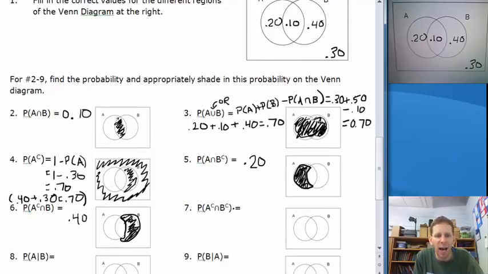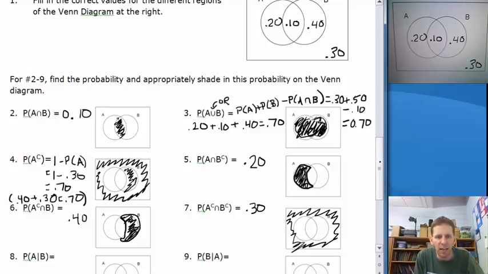Not A and not B. So it can't be in circle A, can't be in circle B. That must be the stuff on the outside. We've already established this region as 0.30. It's also the complement of everything on the inside, which was your answer for number 3. So you could take 1 minus 0.7 and get the same answer.